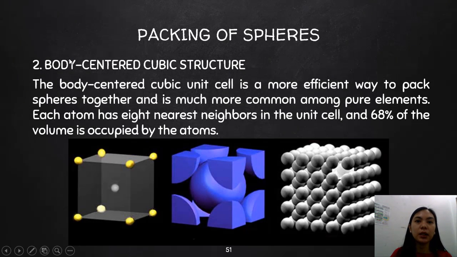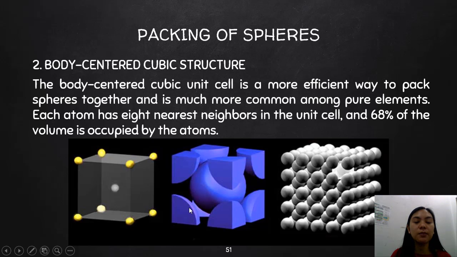Now, let's take a look at the other type. So you have your body-centered cubic structure. The body-centered cubic unit cell is a more efficient way to pack spheres together and is much more commonly found among pure elements. Each atom has 8 nearest neighbors in the unit cell and 68% of the volume is occupied by the atom.